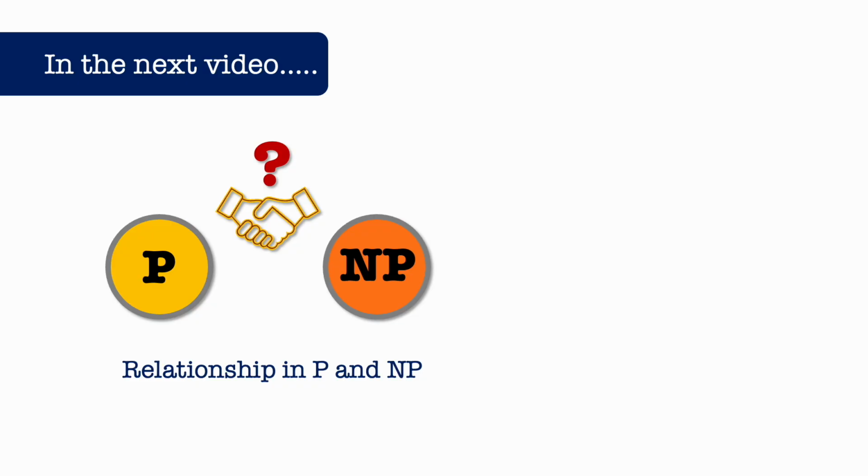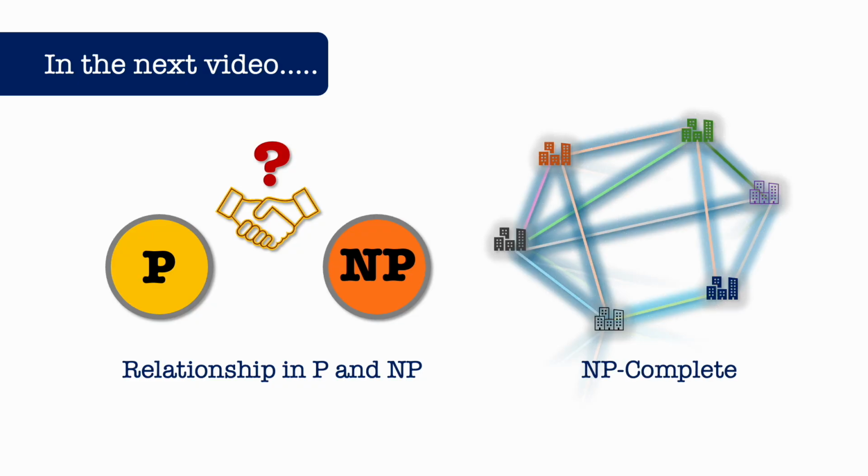In this video, we explored the foundational concepts of the complexity classes P and NP. With this understanding, we are now prepared to examine the relationship between these two classes, a critical step toward defining NP-complete problems. In the next episode, we will explore the relationship between P and NP. We will also introduce the concept of NP-complete problems and discuss how to prove that a problem is computationally hard.